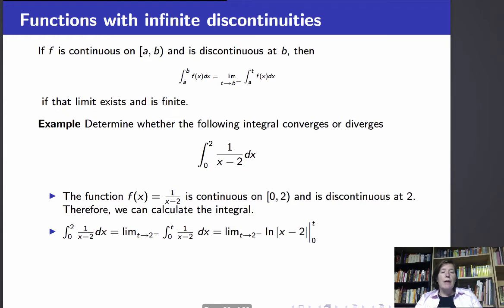Well, we can apply our definition. The integral from 0 to 2 of 1 over x minus 2 dx is by definition the limit as t approaches 2 from the left of the integral from 0 to t of 1 over x minus 2 dx. And that integral from 0 to t of 1 over x minus 2 dx is well defined as long as t is less than 2, because the function is continuous on the closed interval from 0 to t.